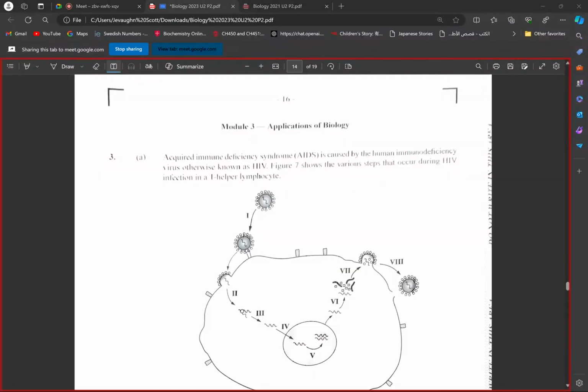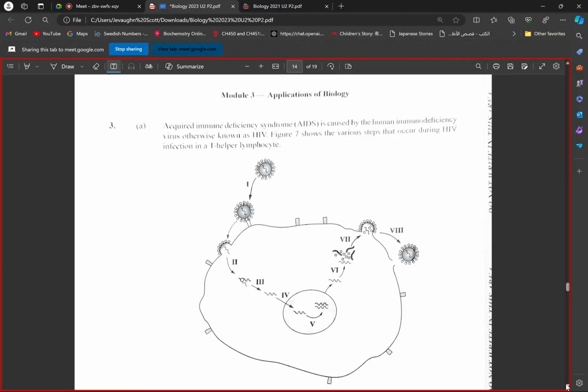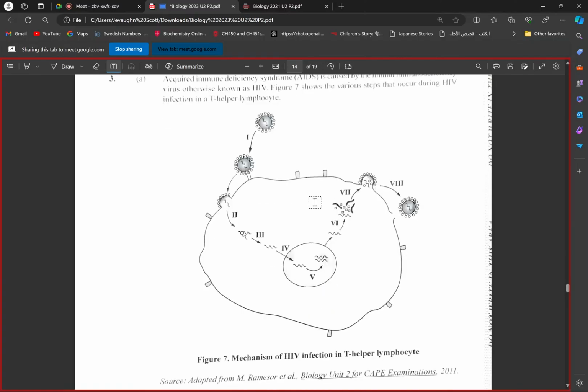So let's have a look at the module 3 component of this 2023 paper. Acquired immune deficiency syndrome, AIDS, is caused by the human immunodeficiency virus, otherwise known as HIV. Figure 7 shows the various steps that occurred during HIV infection of the T helper lymphocytes. Lovely. So we see that there.